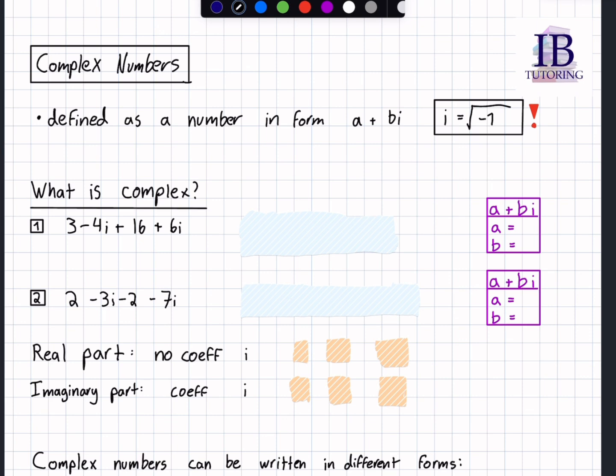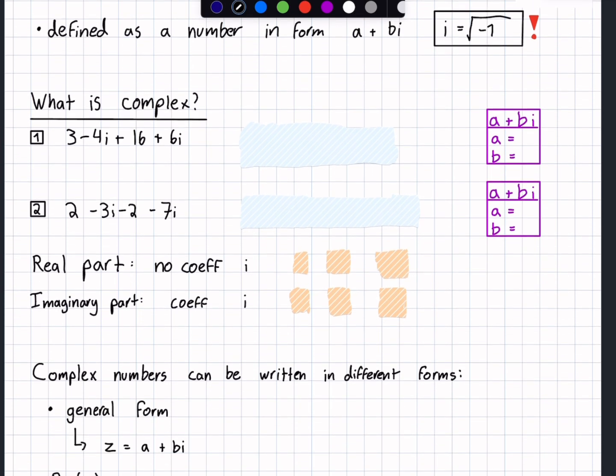In this video we will be discussing complex numbers. Now, what is a complex number? A complex number is defined as a number in the form of a plus bi, with a being the real part of the number and bi being the imaginary part of the number. Please note that i is defined as the square root of -1, which should be an impossible number in theory, as you cannot square root negative numbers. Now, we're going to have an exercise here to determine what is the actual complex number.